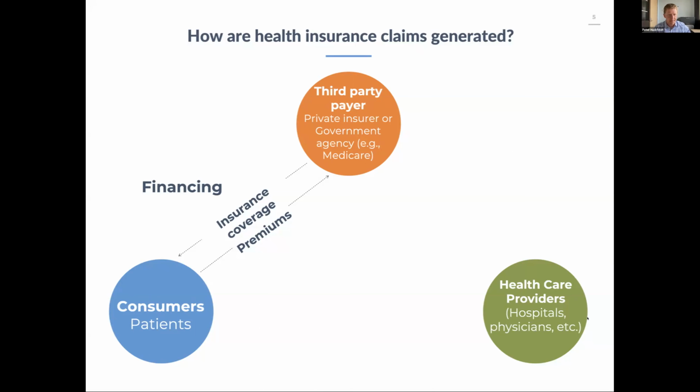The first step in the story of us obtaining claims data is that consumers or patients are going to be paying a premium to Medicare. This is in particular for Medicare Part B, which is medical insurance, and Part D, prescription drug coverage. Premiums are usually zero for Part A. And so consumers or patients are paying these premiums in exchange for health insurance coverage.